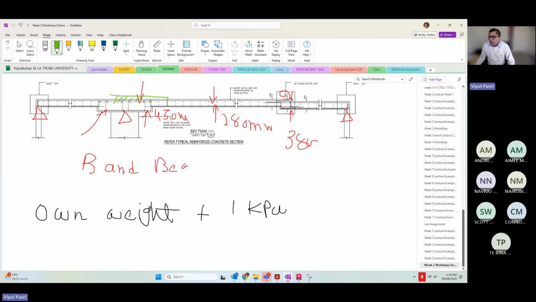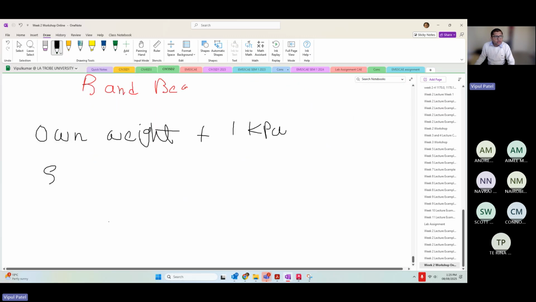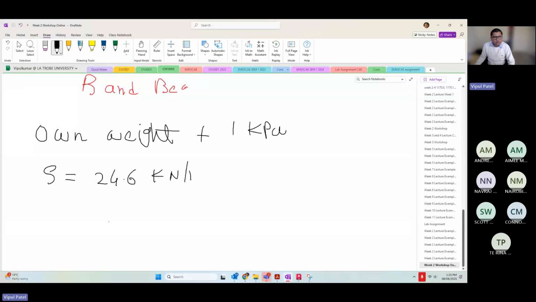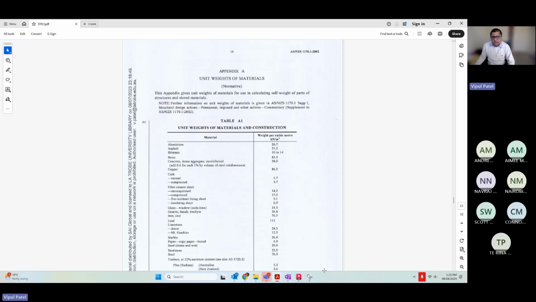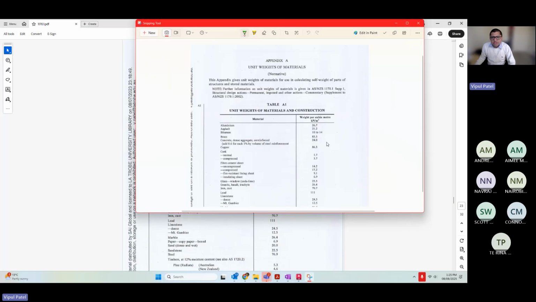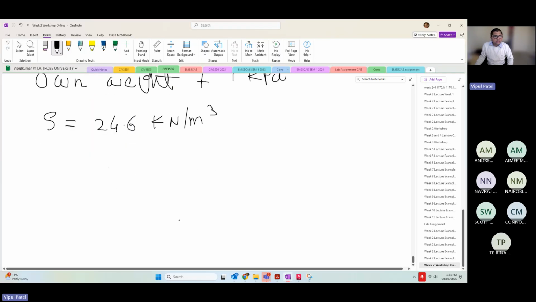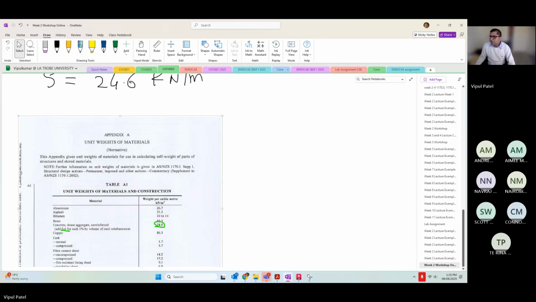All right, so let's start working. First, the density of the concrete is 24.6 kilonewton per meter cube. I'm going to show you where it is coming from. So if you open 1170.1 and you go to this table A1, page number 19, you're going to get this 24.6. 24 here and 0.6 for the reinforcement. So let's get that one here, 24.6. So I hope you understand this 24.6 story.